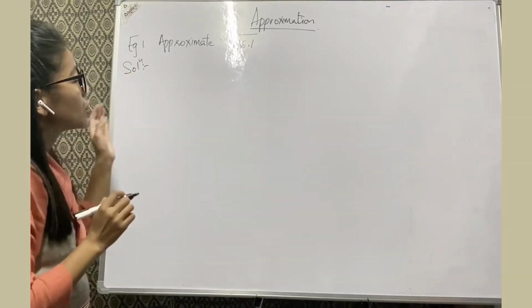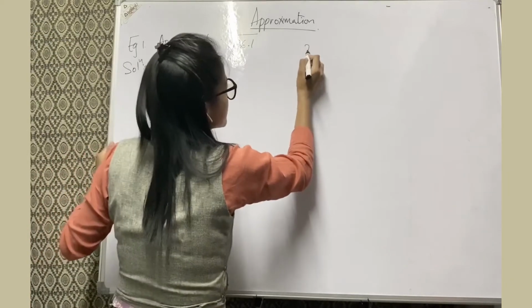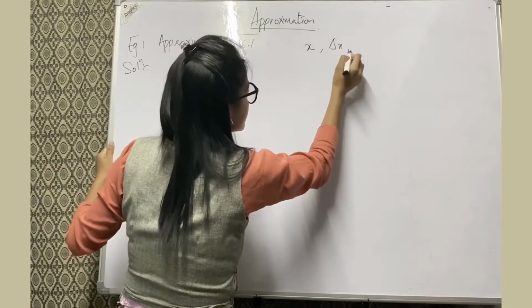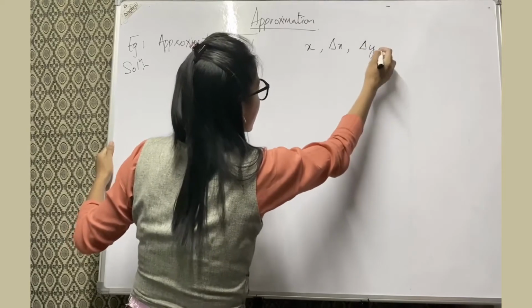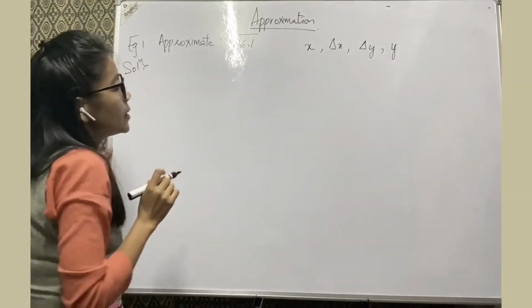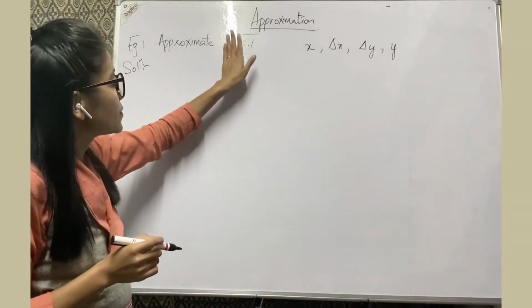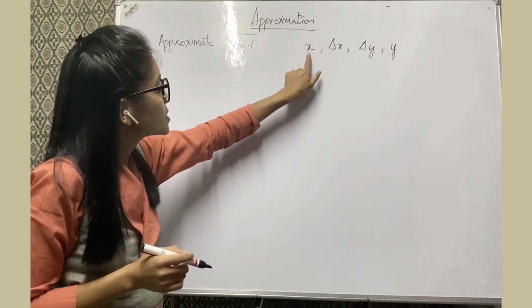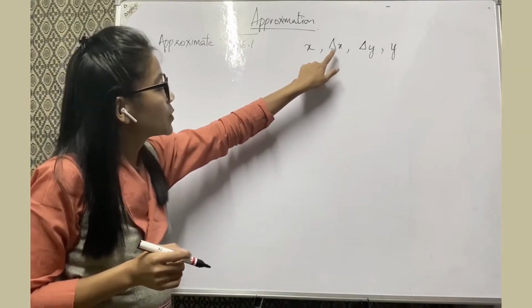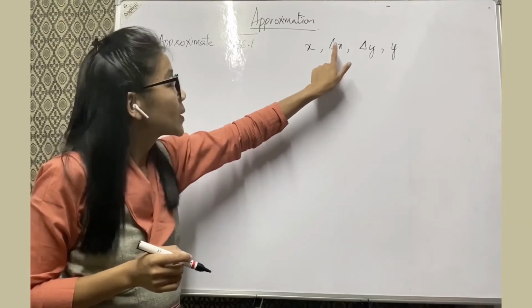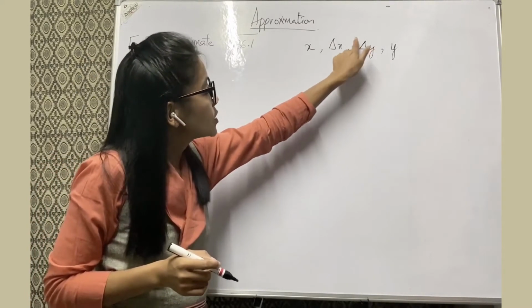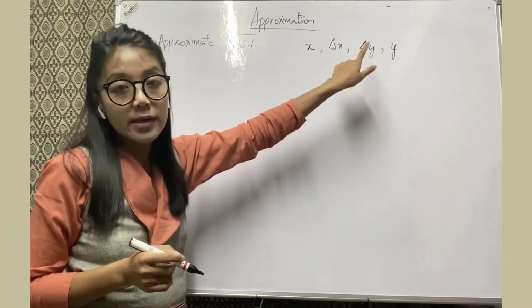So first of all, we need all these things: x, delta x, y. Out of this given value, you have to first choose what will be your x and what will be your delta x, and what is your y. Then we have to evaluate delta y.